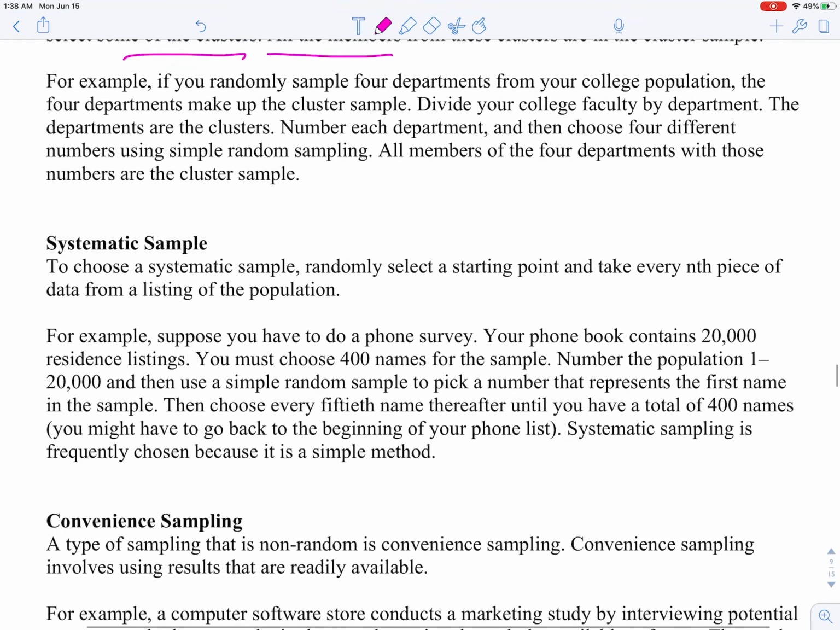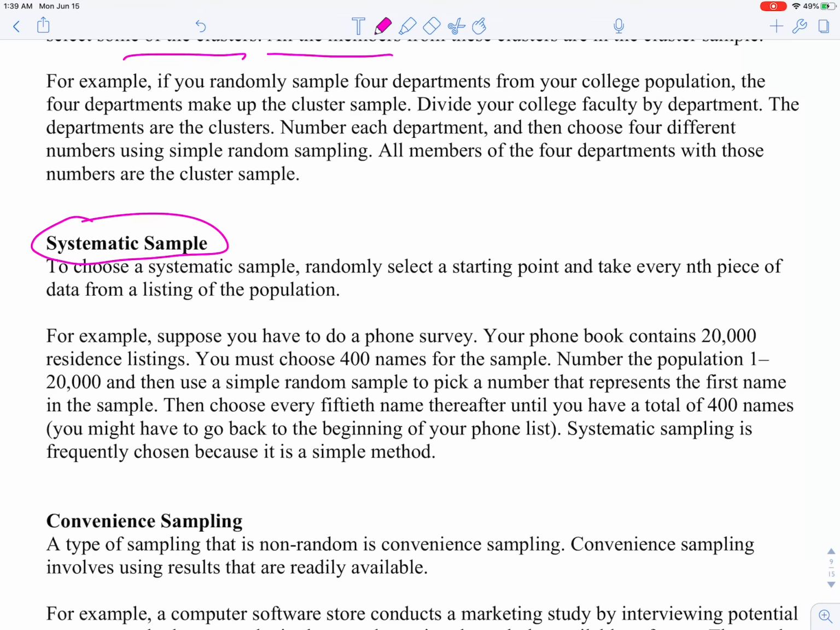All right. Next one here, systematic sample. So again, let the word help define it. Systematic, a system. A system is a process, right? Usually a repeated process. So to choose a systematic sample, randomly select a starting point and take every nth piece of data from a listing of the population. So what they're saying is, take every 5th person or 10th person or 20th item off the production line and test it. That's a system. It's a repeated process.